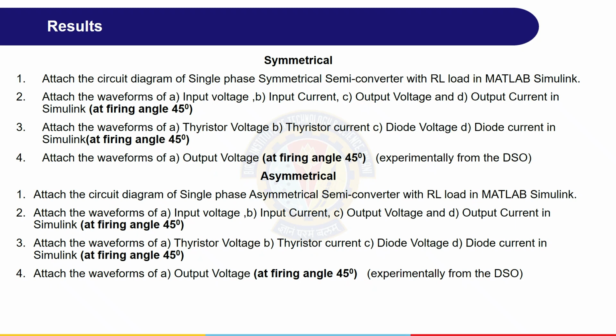Next is asymmetrical. Attach the circuit diagram of single phase asymmetrical semi-converter with RL load, MATLAB Simulink. That is also, here you have to attach the circuit diagram. Like that, the remaining ones also at firing angle 45 degrees, all of this you have to attach. From the experiment also attach the waveforms.